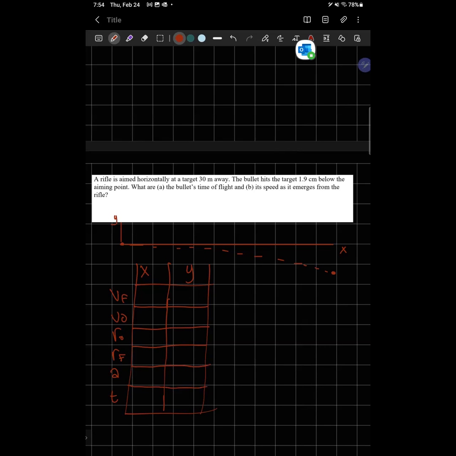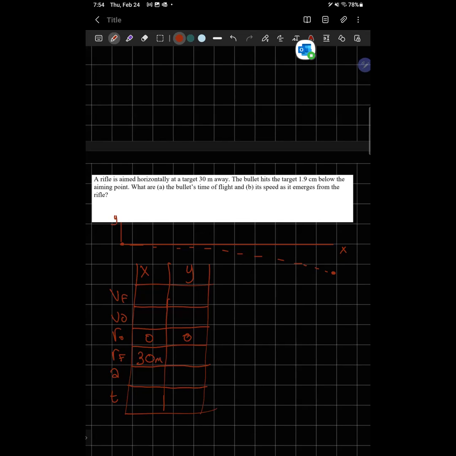Okay. What do I know? So you know your horizontal distance. I'm going to go ahead and make my initial 0. What is my horizontal final distance? It is 30.